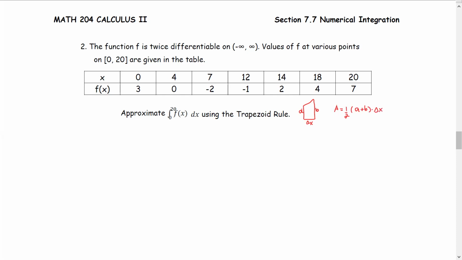Between one x to another x, from x0 to x1, the delta x is 4 minus 0, or 4. From x1 to x2, the delta x is 7 minus 4, which is 3. From x2 to x3, the delta x is 5. Next one, x3 to x4, the delta x is 2. x4 to x5, delta x equals 4. x5 to x6, or to the last point, the delta x equals 2.